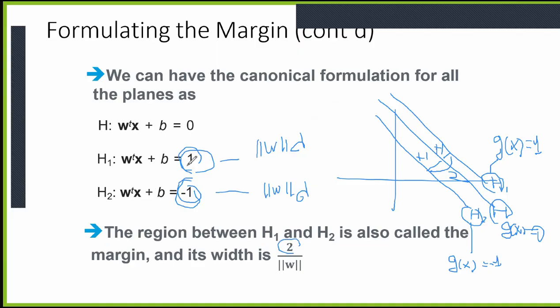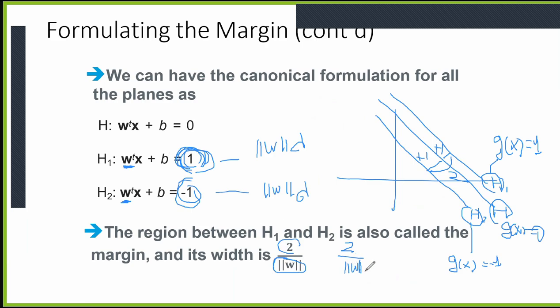But since these values are outputted, scaled by the weight, they are not the true geometric distance, but still scaled by the weight vector. That's the reason, as we have done before in the previous slide, we try to normalize this distance, the value 2, by the length of the weight vector.